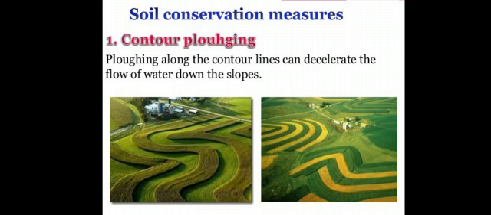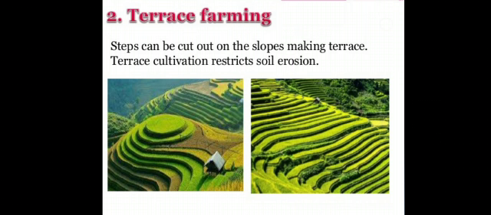The very first is contour plowing. Plowing along the contour lines that can decelerate or slow down the flow of water down the slopes is called contour plowing. And this restricts soil erosion. Next is terrace farming. In this type of farming, steps are cut out on the slopes, making terrace-like features, thereby restricting soil erosion. And this type of farming is practiced in hilly areas.